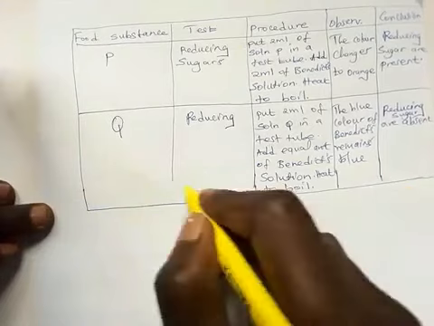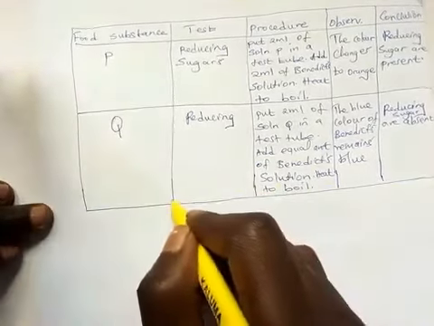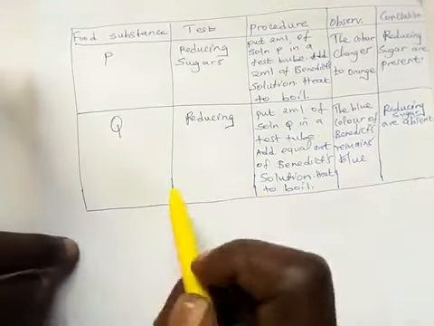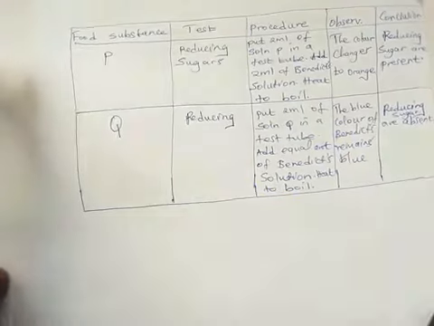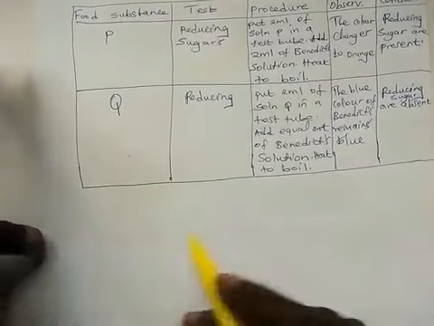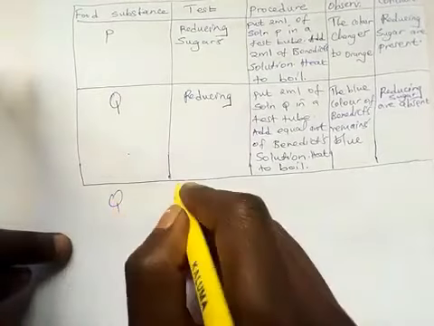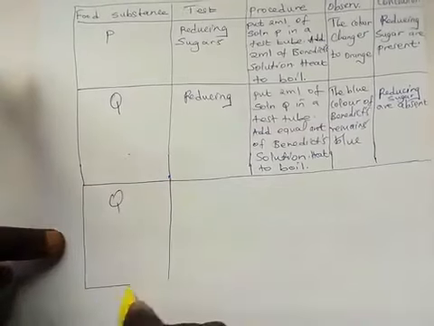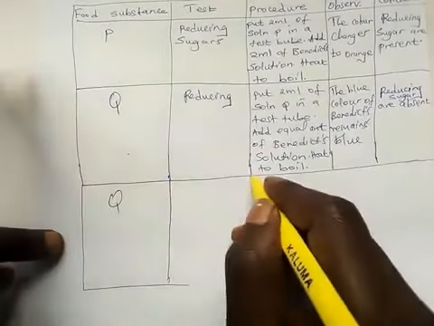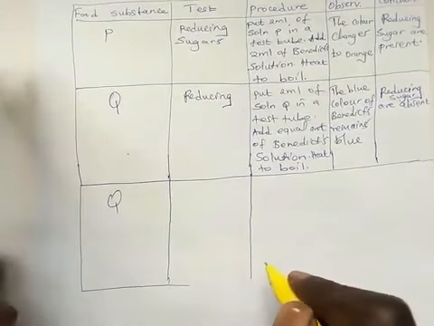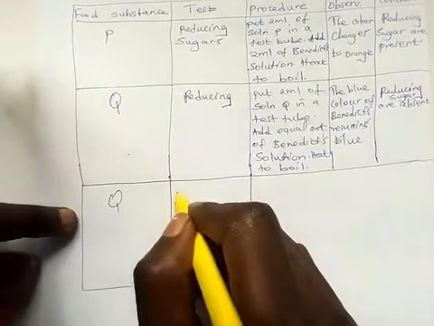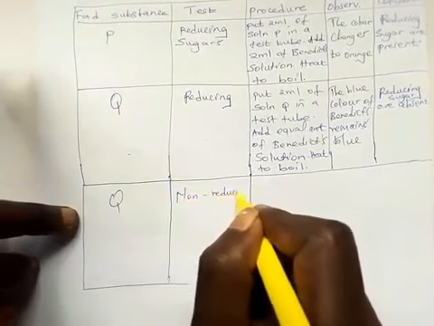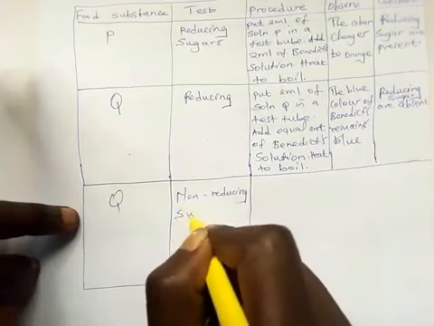Now because we have seen, we have the 8 good marks. Now we have seen we are testing. Now we test for the non-reducing sugar using food substance Q. Now we write non-reducing sugar.